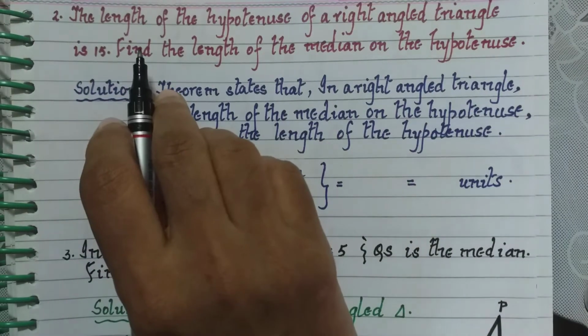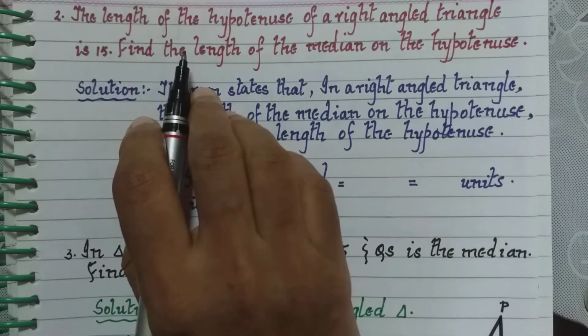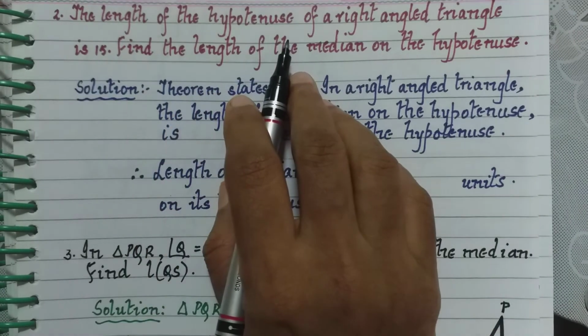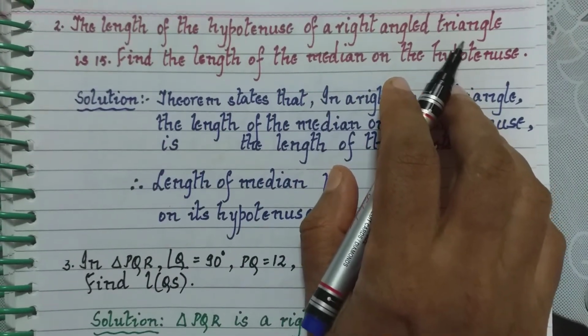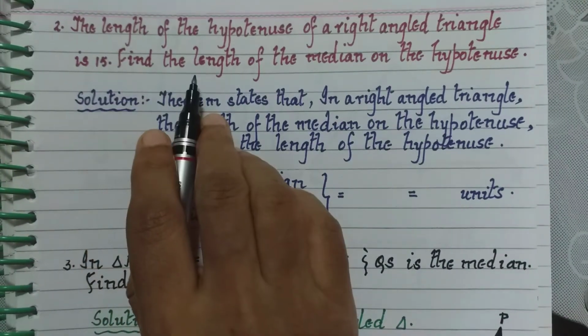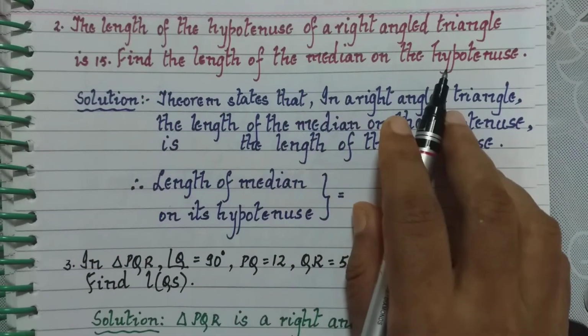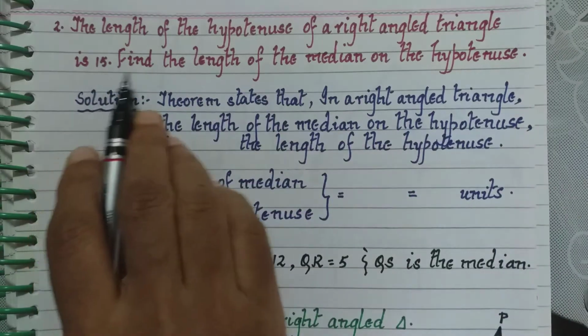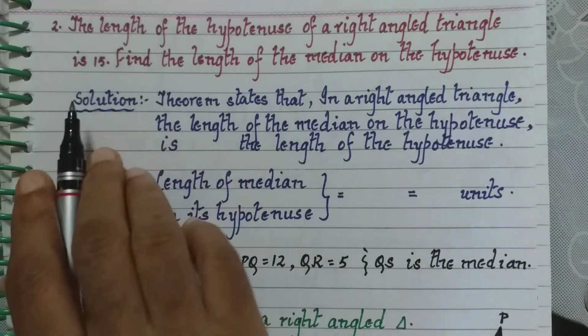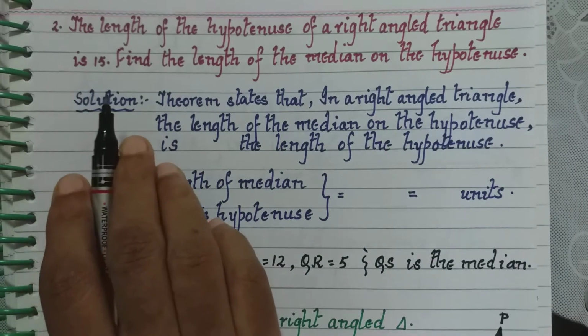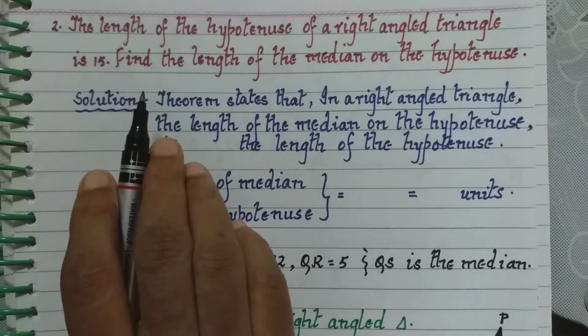Now we go to the second question. The second question states that the length of the hypotenuse of a right angled triangle is 15. Find the length of the median on the hypotenuse. You see here they have not given any units, they just said 15. So when we write the answer, we can either write only units or write only the number.